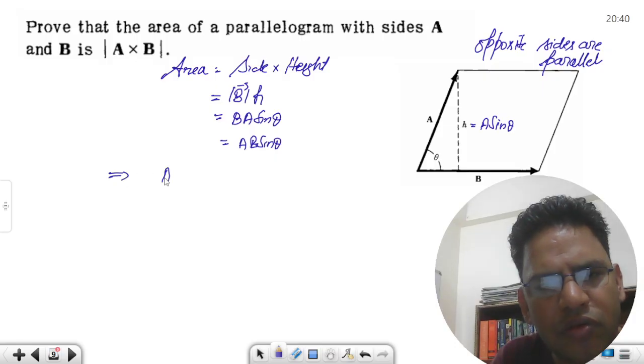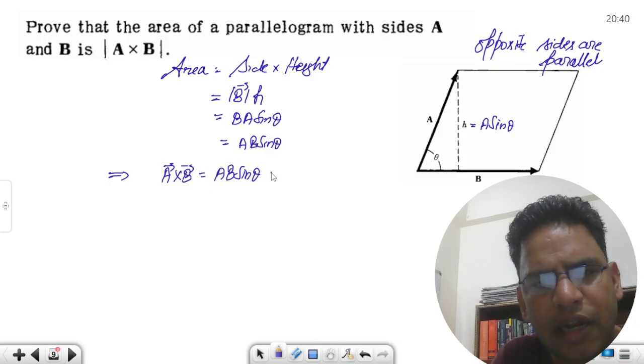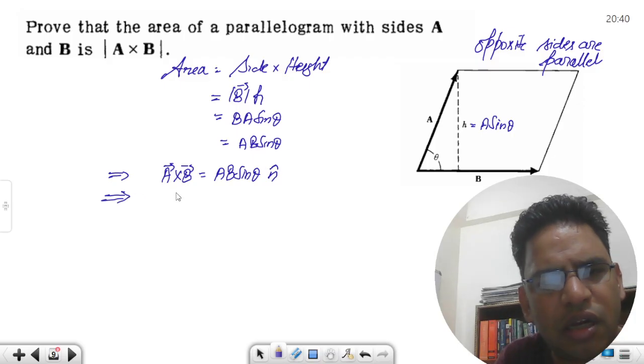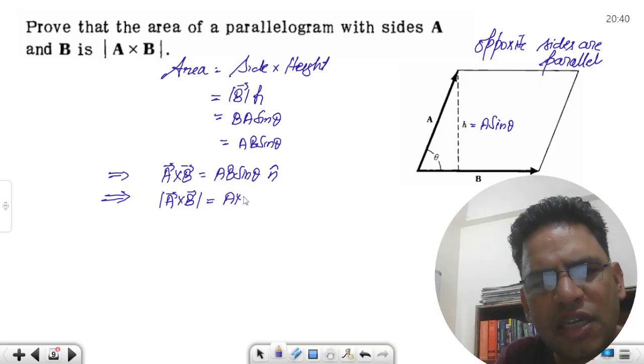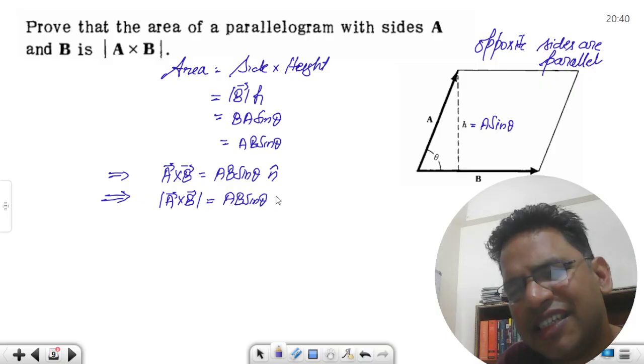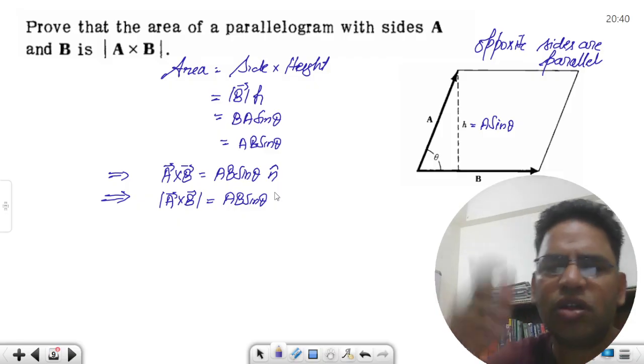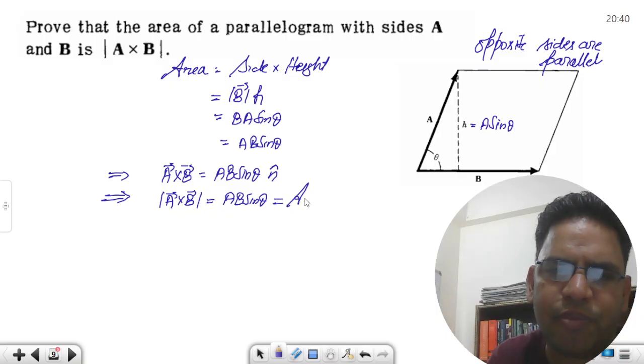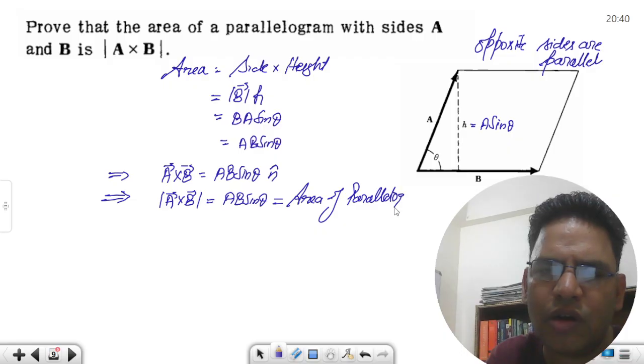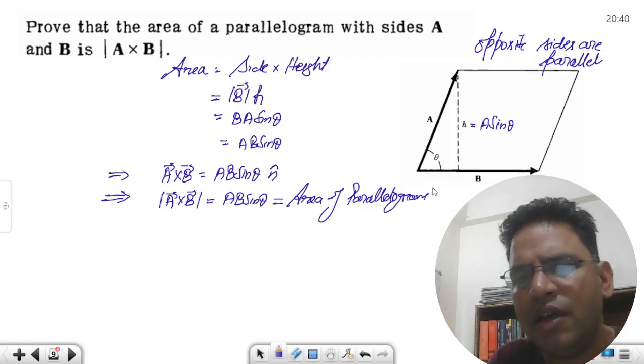If I write it with the help of vectors, a cross b is by definition ab sin theta n cap direction, but I don't need direction. So what is the magnitude of a cross b? It is the same as ab sin theta. It simply translates to one side, either side, into the height. So this is the area of the parallelogram.